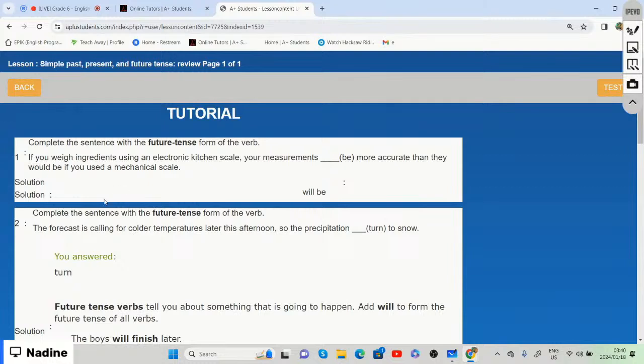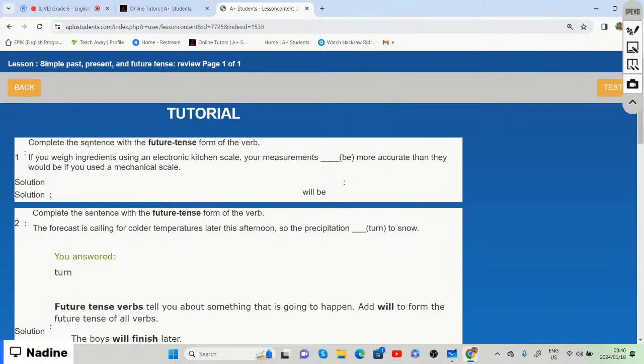For example, it says, if you weigh ingredients using an electronic kitchen scale, your measurements, this is now in the future tense, right? Remember, in the future tense, we said we add will in front of our verb, right? So if you weigh ingredients using an electronic kitchen scale, your measurements will be basically more accurate than they would be if you use a mechanical scale.